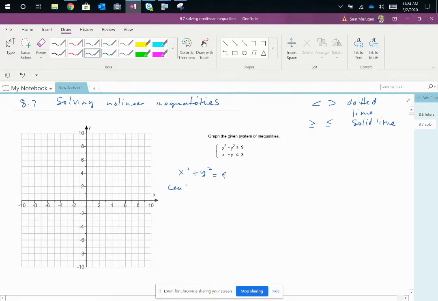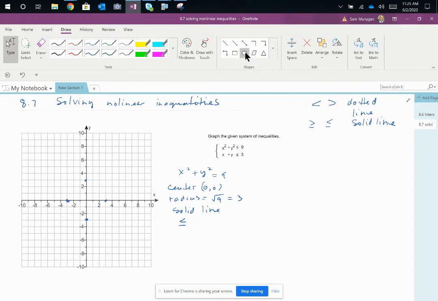So the center is at 0, 0. And remember the radius is equal to the square root of 9, which is equal to 3. So you would mark 3 points in each direction from 0, and solid line because it's less than or equal to, it has an equal sign. So solid line. And then you would graph your circle passing through those 4 points.